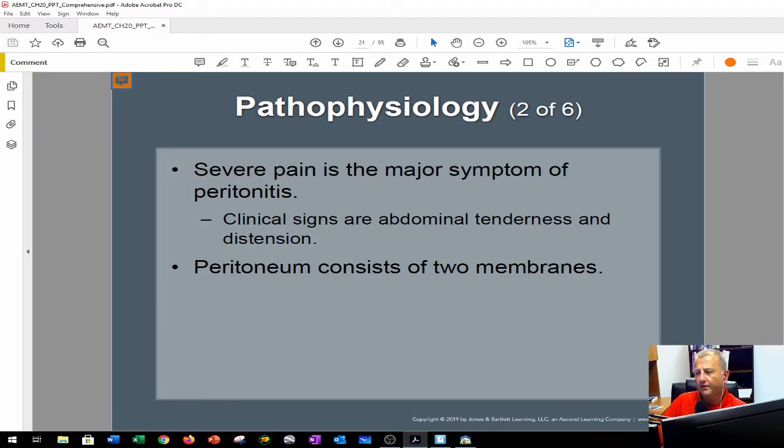Now we're going to talk about pain and how the central nervous system perceives that pain. You'll hear sometimes people refer to abdominal pain as organ pain, and when they say that, what they're really talking about is that visceral pain, because it's the visceral part of that peritoneum that covers those organs.